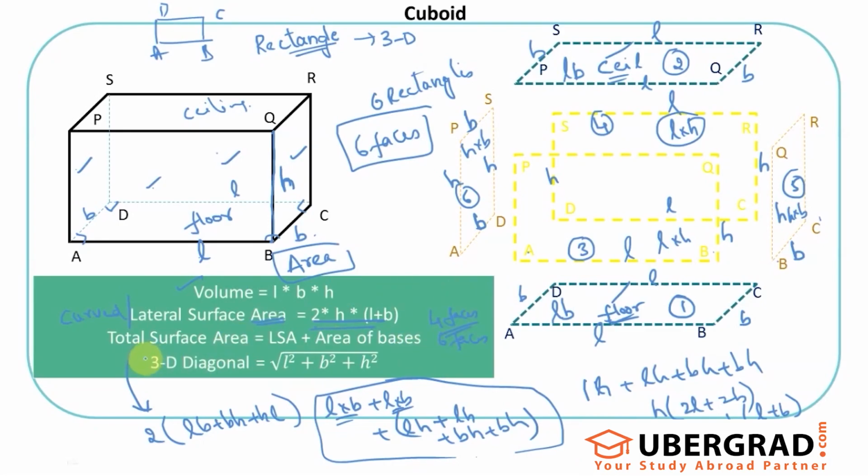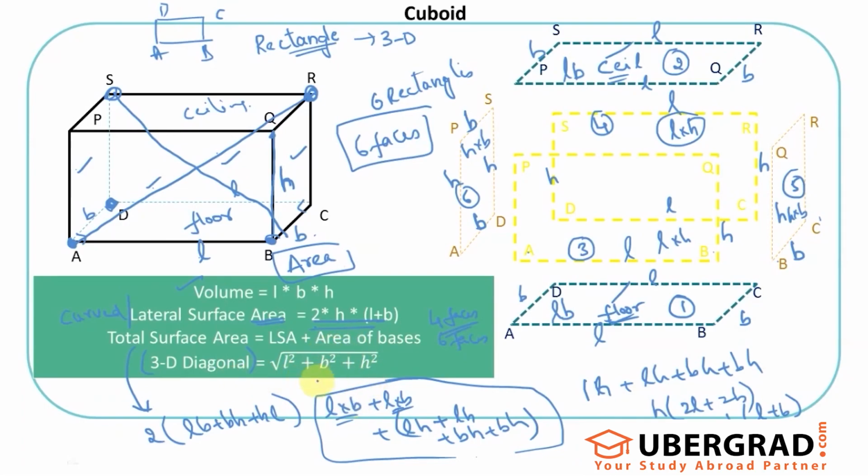Then there's something called 3D diagonal. You might not always see it being used as a term, but rather understand the application. What do I mean by 3D diagonal? Joining A to R, right? That is a line like this. R, S and B. Right? R, I join D and then Q. Right? All of these are the 3D diagonals. So the length of it is the square root of L square plus B square plus H square.